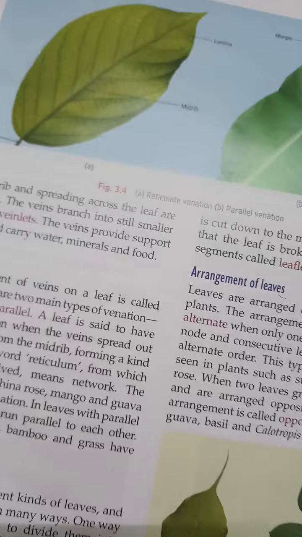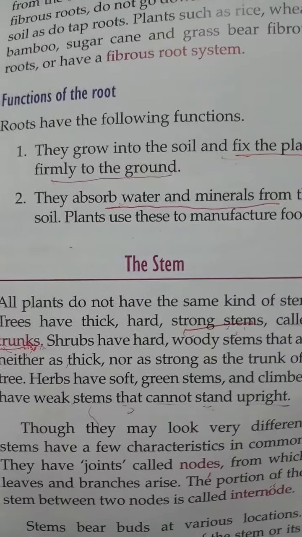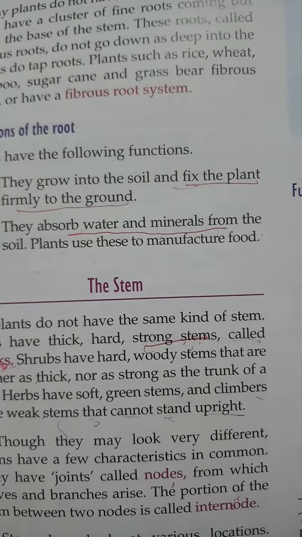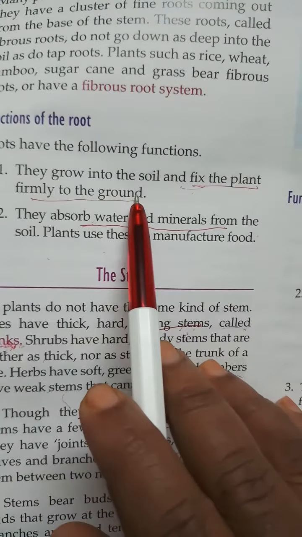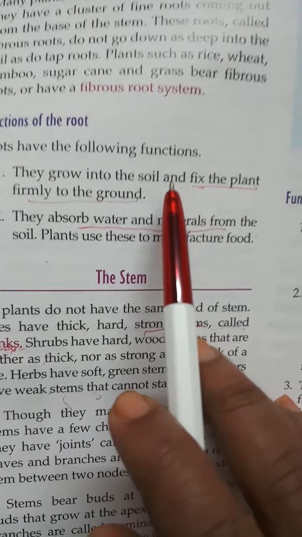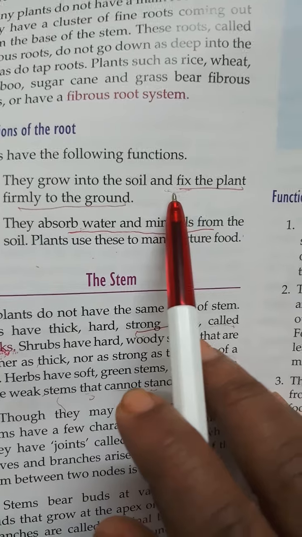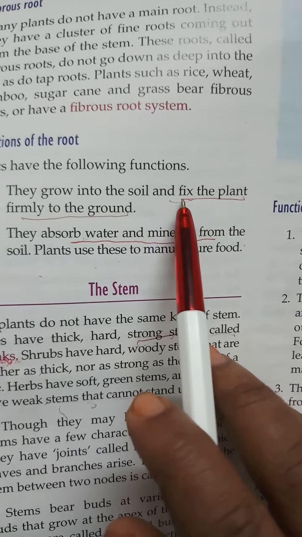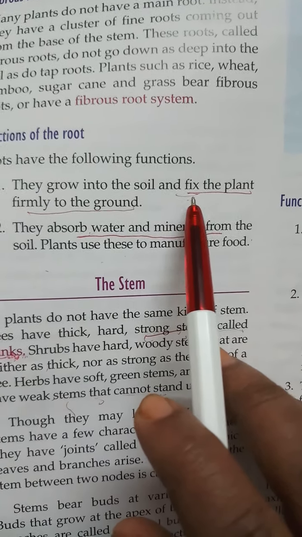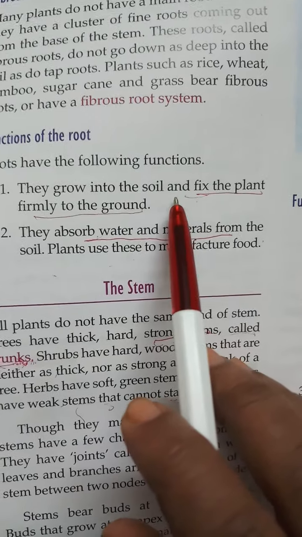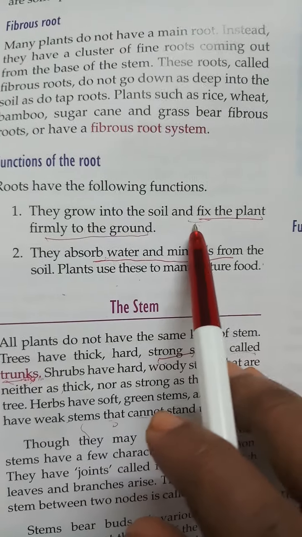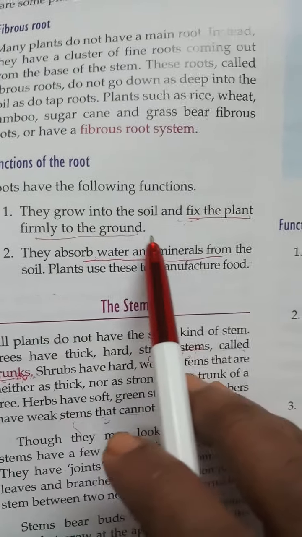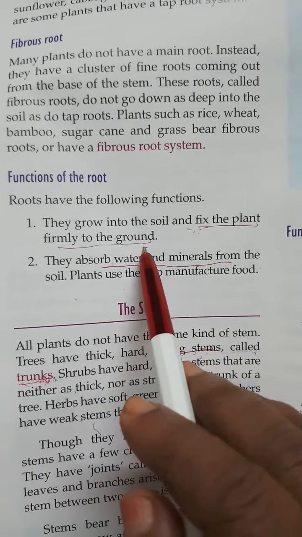Again, we can see the functions of the root. There may be a question: write the functions of the root. Roots fix the plant firmly to the ground. We know that even though a strong wind blows, the coconut tree or mango tree can stand erect because their roots are fixing the plant firmly to the ground.